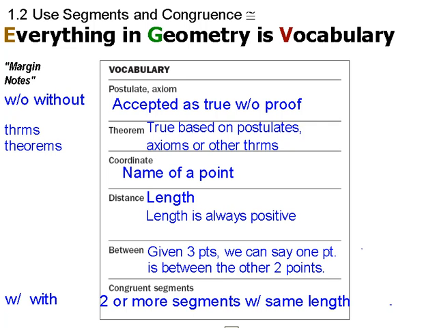I'm here to talk to you about section 1.2, segments and congruence. Probably one of the most important postulates we'll have in this chapter. It gets used over and over and over. Anyways, we have some vocabulary here.